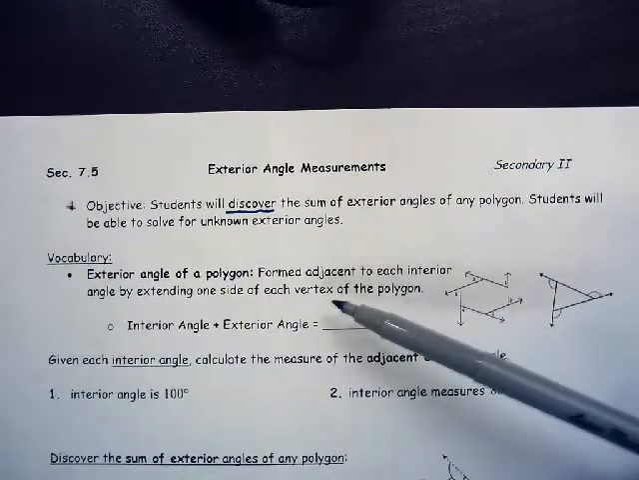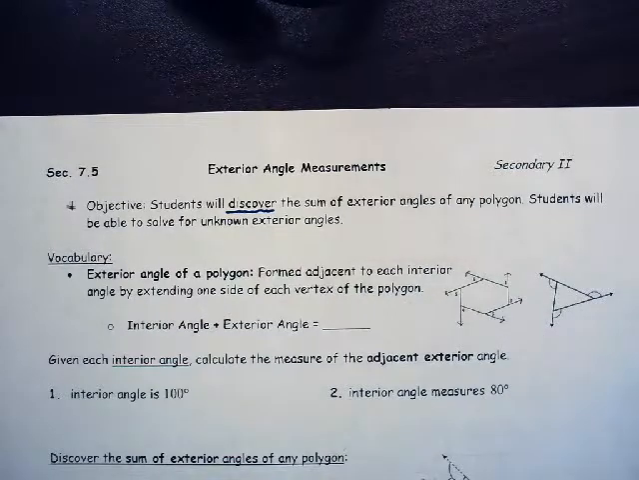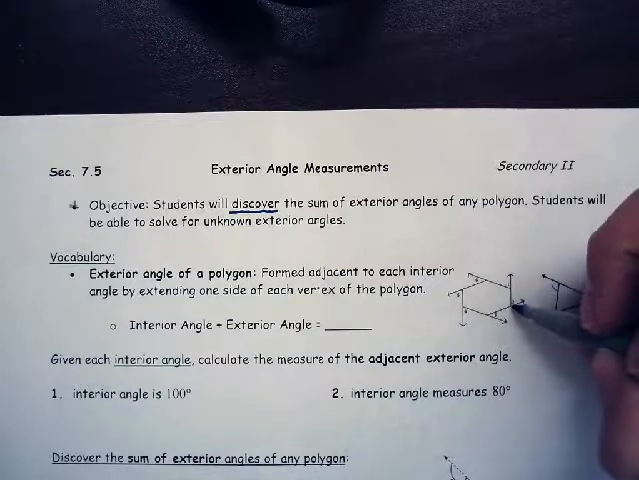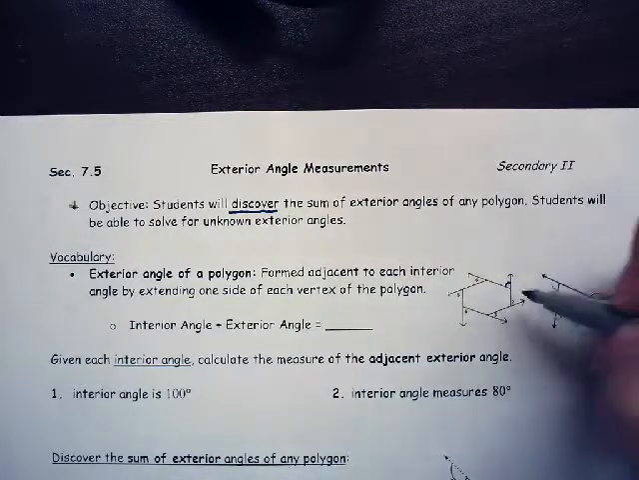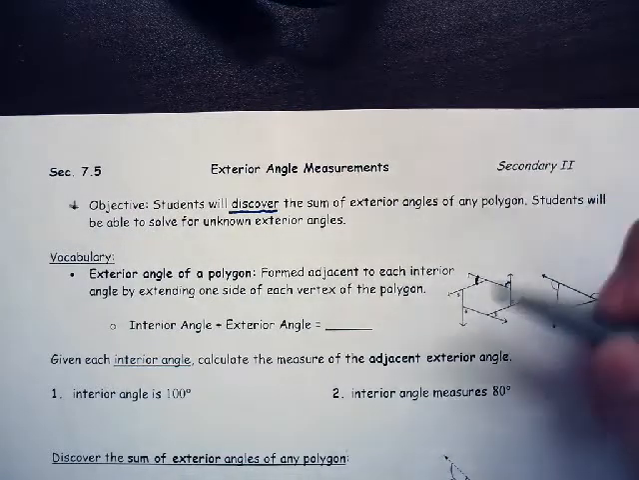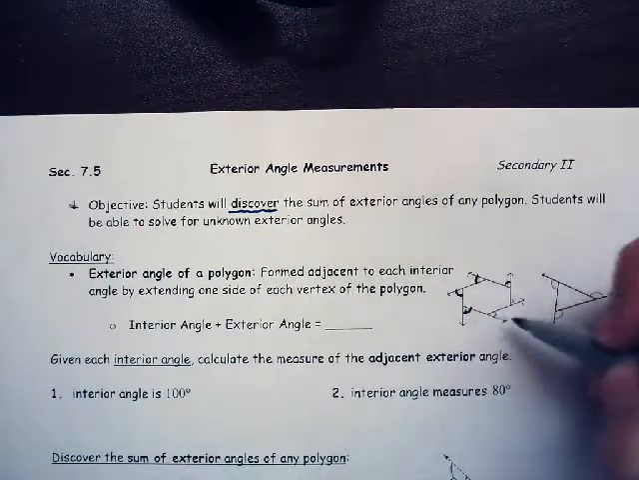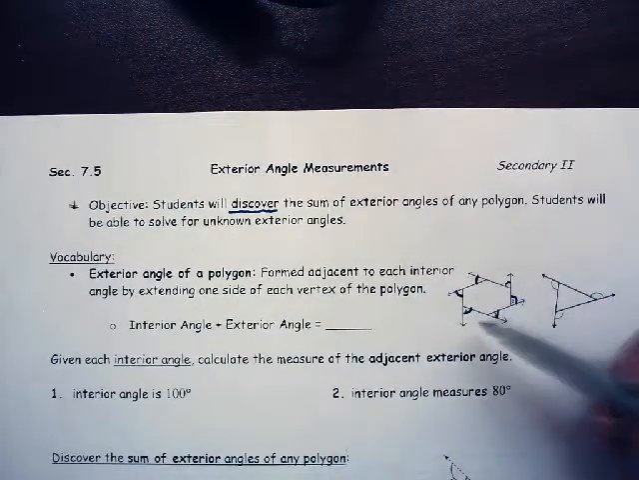The exterior angle of a polygon is formed adjacent to each interior angle by extending one side of each vertex of the polygon. So if we look here, we start on this edge, we extend this side, then we have an exterior angle formed. If we come across this way, we extend the side, and we have an exterior angle formed here. Same thing all the way around. So these are all my exterior angles of this polygon, which is a six-sided shape, a hexagon.